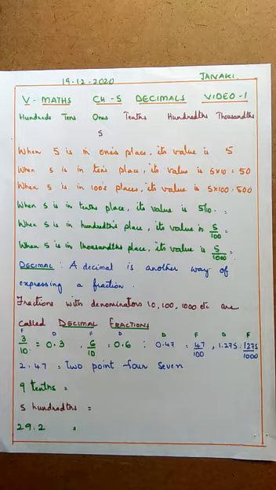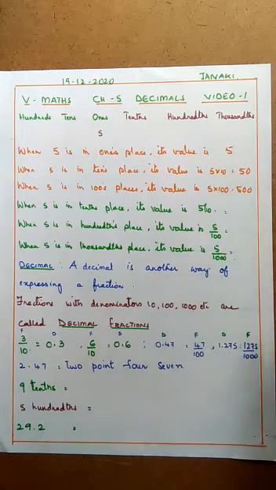So we have completed the fourth chapter, that is fractions, and let us move on to the next chapter, that is decimals. Okay, so now let us go back to the first chapter where we have learnt the place value chart. Yes, let us see that.